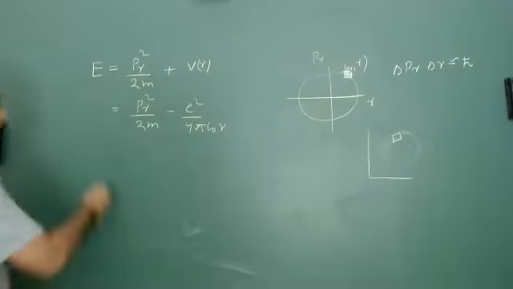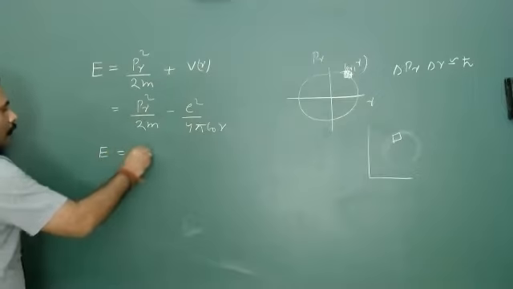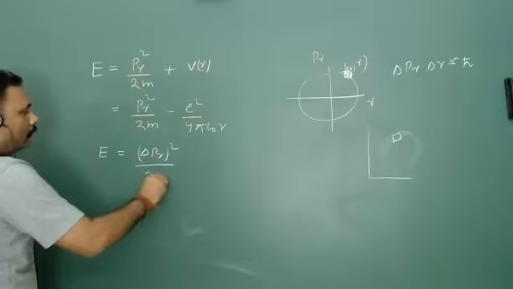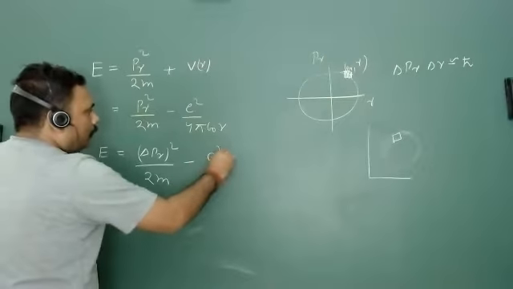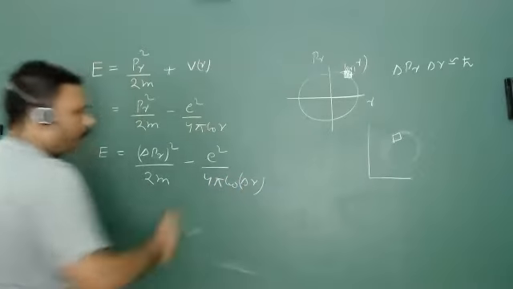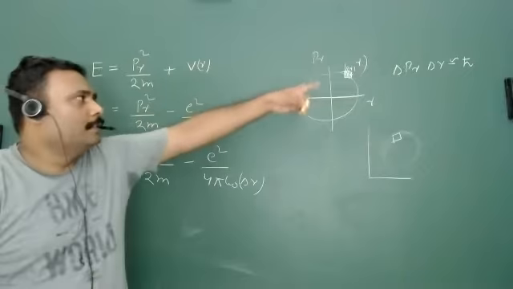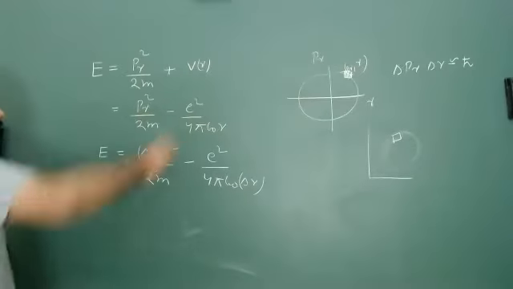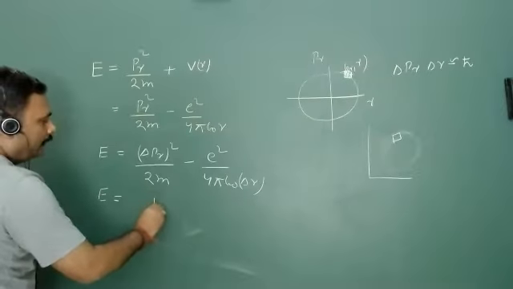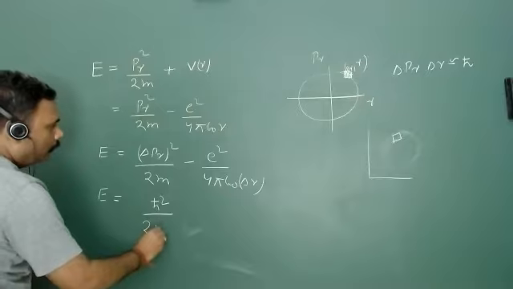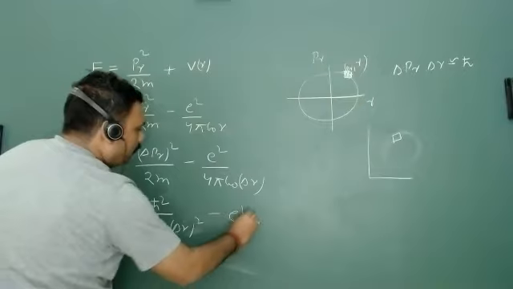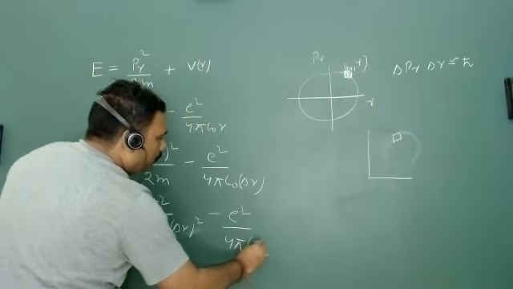Now, what can we write? We can write E as delta PR whole square upon 2m minus E square upon 4 pi epsilon naught delta R. And from the uncertainty principle, we can put delta PR, so E is equal to H cut square upon 2m delta R square minus E square upon 4 pi epsilon naught delta R.